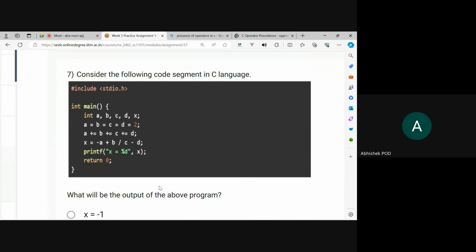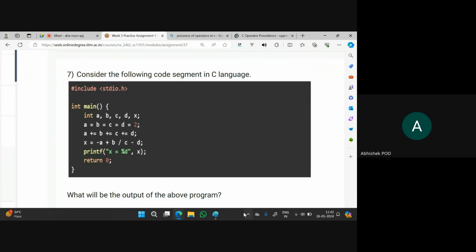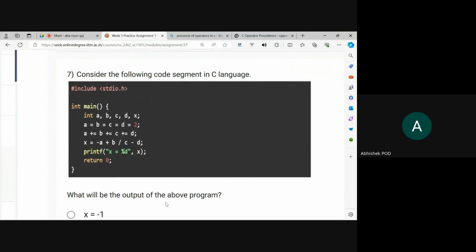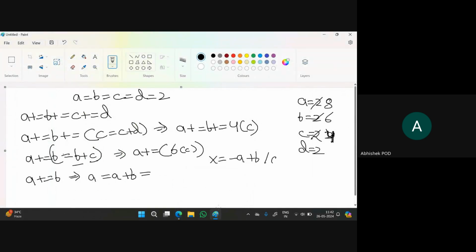Let's look at this expression. It says minus A plus B, and it says divide by C minus D. Divide by C and minus D. Let's fill out these values.